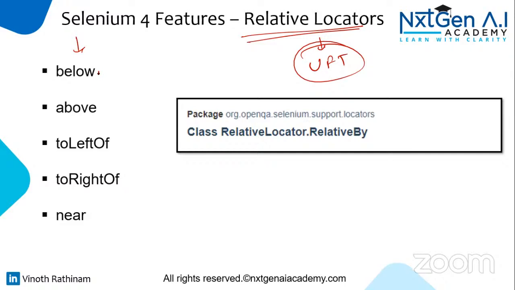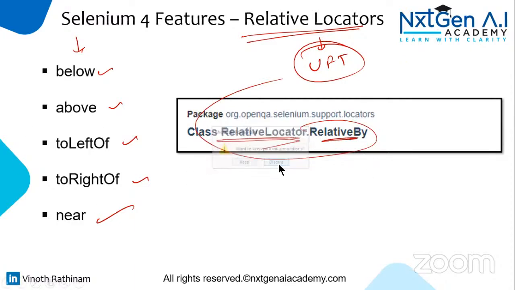What are all the 5 relative locators? Below, above, to the left of, to the right of, near. 5 methods. And what is the package? The main class is RelativeLocator. Remember, RelativeLocator itself, a class is there. Let's see how to implement this. This is going to be very interesting.